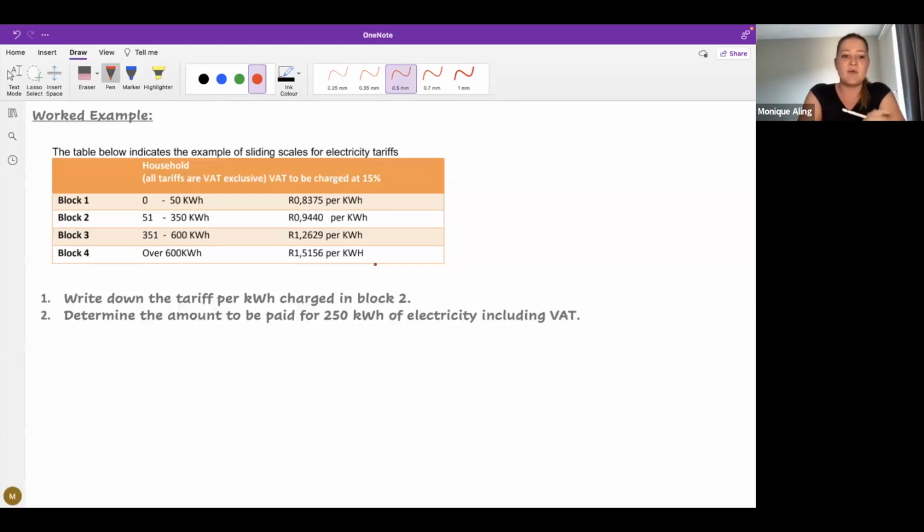It says, the table below indicates the example of sliding scales for electricity tariffs. So we've got block 1, block 2, block 3, block 4. And we've got our different ranges, just like with water tariffs, and then the cost per range or per block. Okay, so very similar setup to water tariffs again.